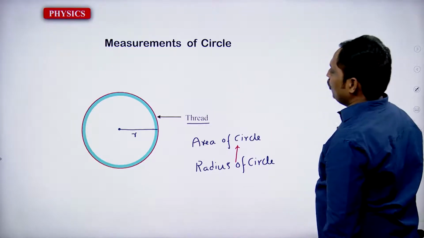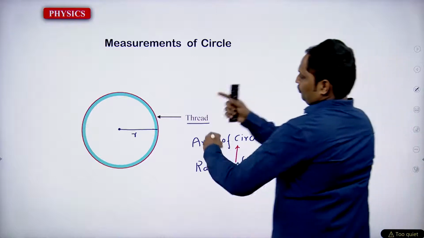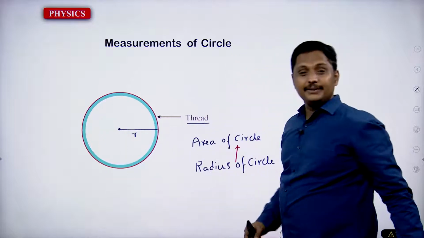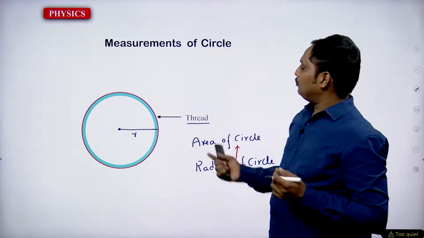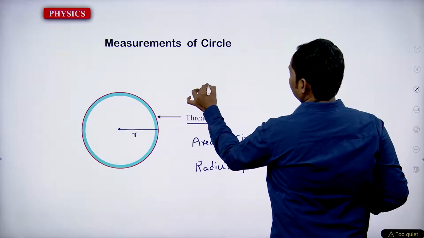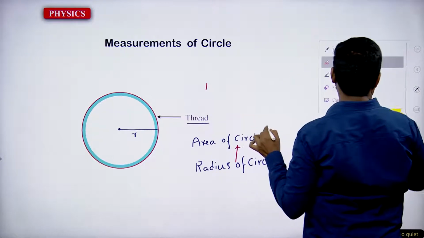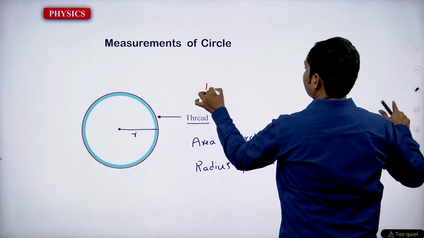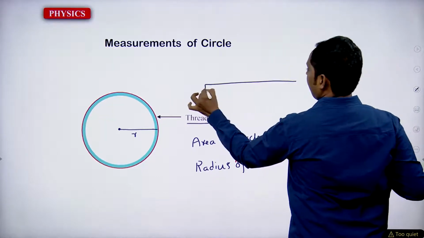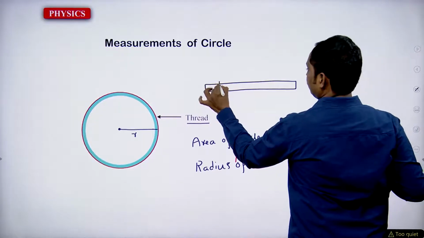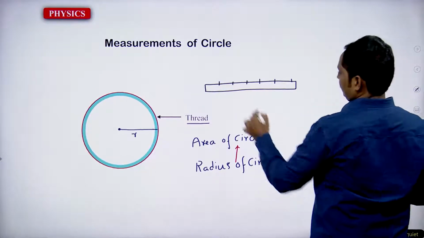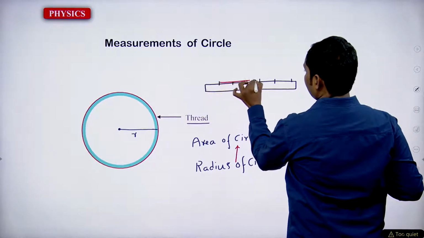How is it possible? You span that thread and cover the total body on the outer surface. It is going to give the circumference, that is very clear. You have to take one scale. Let's have the measurement. You can place the thread very easily.